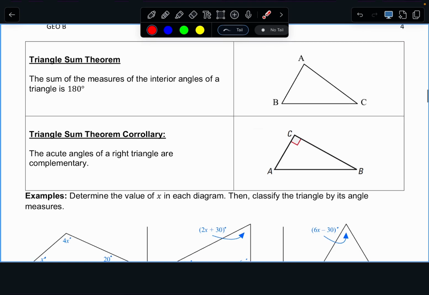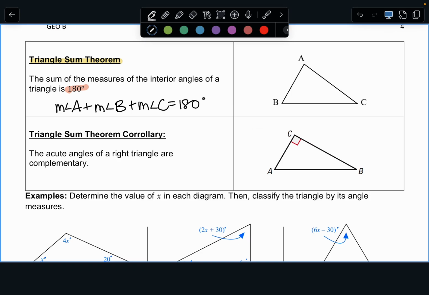Next theorem. This one is probably the most important theorem of the entire unit. Triangle sum theorem. We're going to use it for the rest of the year. This should just come naturally after this unit. The sum of the interior angles of a triangle is 180. What this means is that the measure of angle A plus the measure of angle B plus the measure of angle C is 180 degrees. You add up all the angles, set them equal to 180.